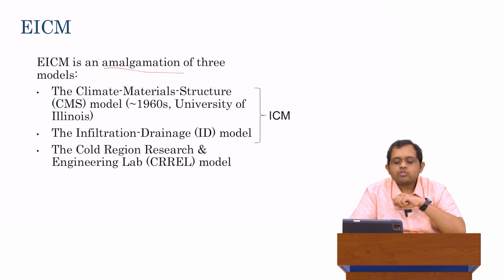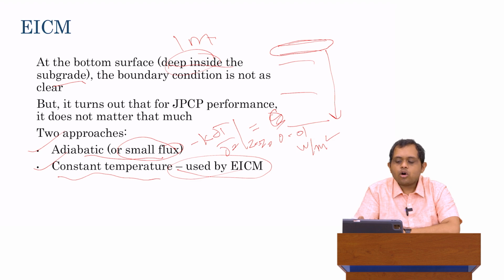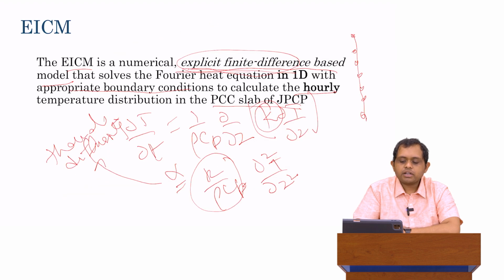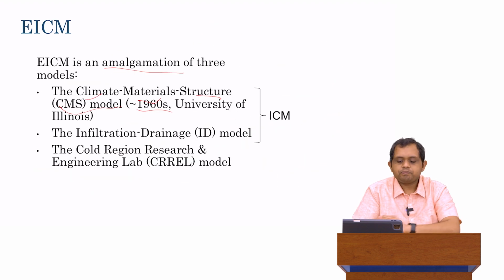The first model is the Climate Materials Structure model, which is the CMS model. This was developed by then student and later Professor Barry Dempsey in the 1960s at the University of Illinois. I actually had the pleasure of having a fairly long meeting with him and looking at his original notes and original thesis. The CMS model is basically what I defined here. All the discussion I had on the Fourier heat equation and the surface boundary condition was all the CMS model. An additional model was also developed, which is called the ID model, the infiltration drainage model.